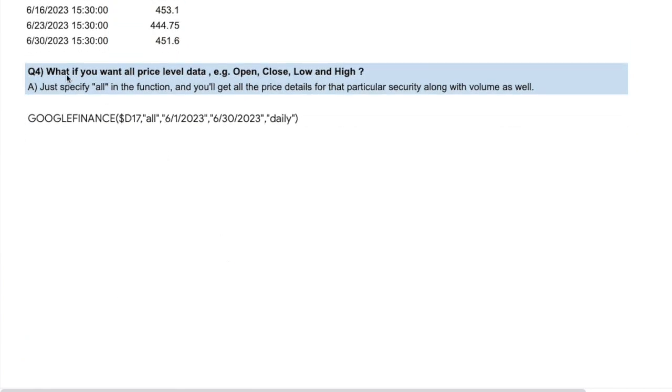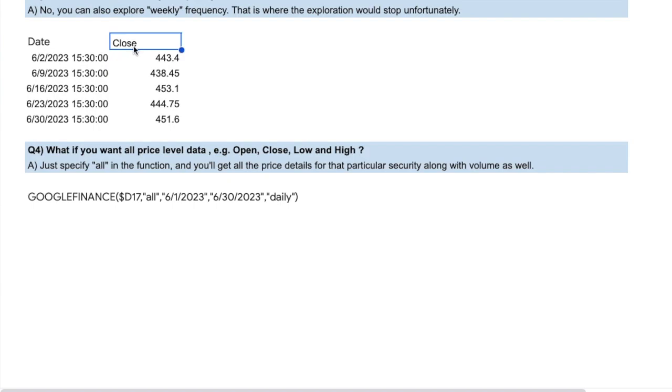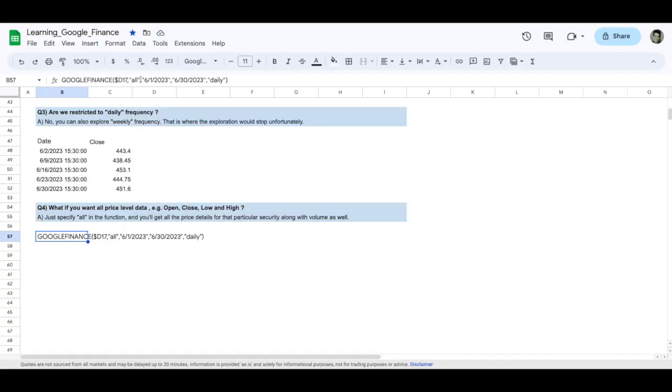What if you don't want only the close price data, but you want all the price level data, that is open, close, low, and high? That's easy. You just need to specify all in the function where you specify price, and you'll get all the price details for that particular security along with a volume column as well. Just make sure that you only replace the price input with all, and you will still get all the price level information.